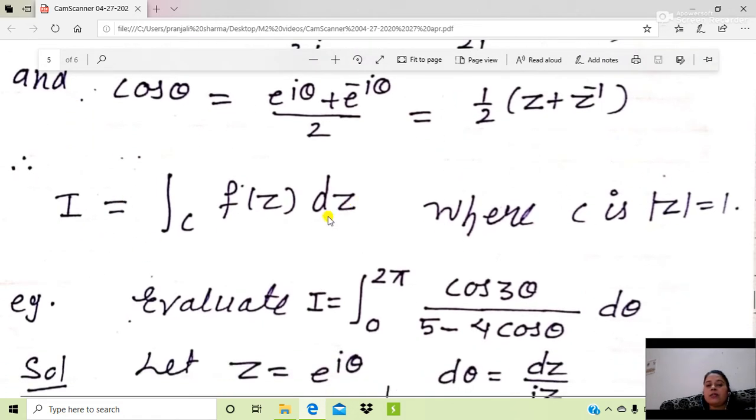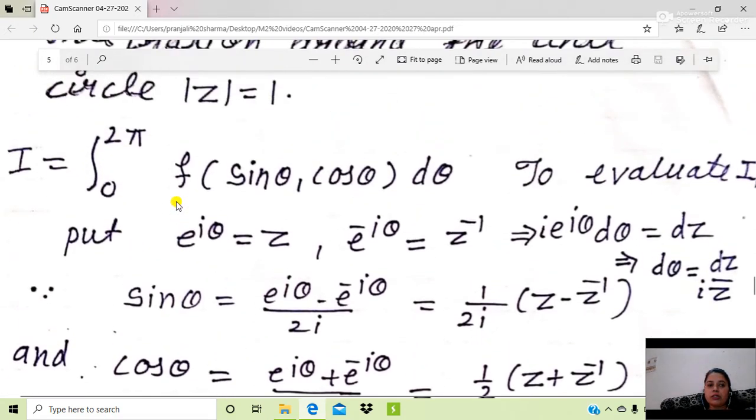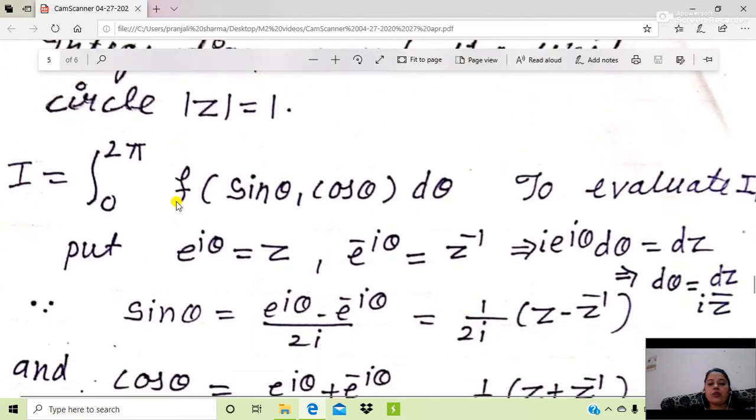integration of f(z) dz along the curve C, where C will be mod z is equal to 1, which is a circle whose center will be 0, 0 and radius is 1, and this type of circle is known as unit circle. So the integration has been changed into integration around unit circle. So the topic is named as integration around unit circle. Now let's solve some examples.